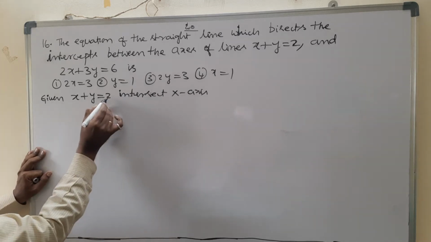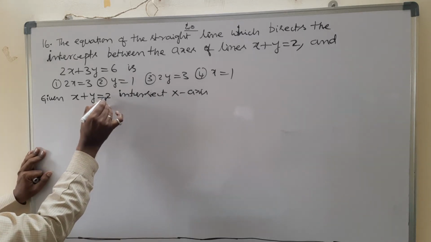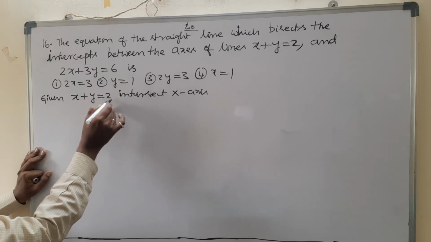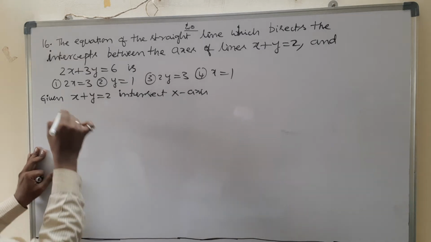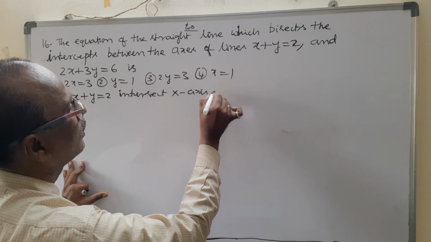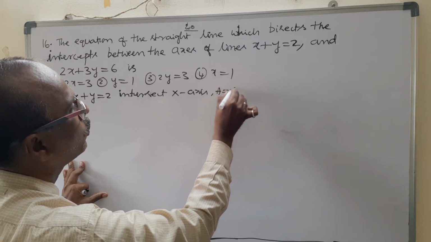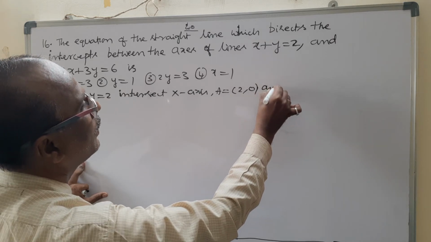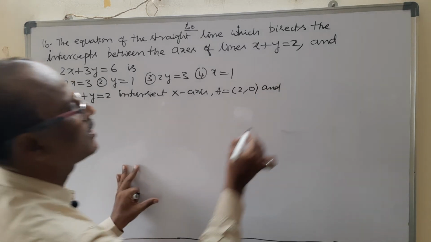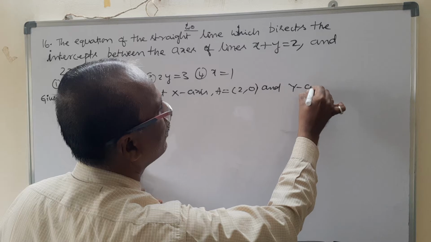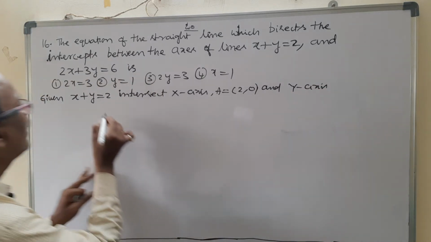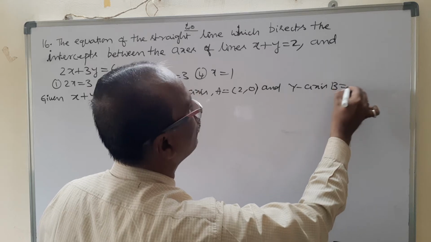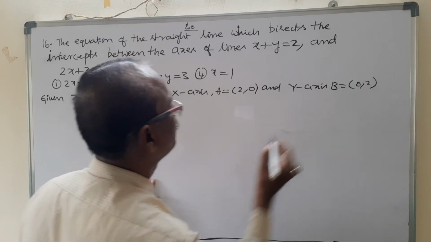Here to change into the x by a plus y by b form, divide by 2: x by 2 plus y by 2 is equal to 1. The x-intercept is 2. On the x-axis, let A equal (2, 0). And on the y-axis, here the y-intercept is also 2. B equal to (0, 2).